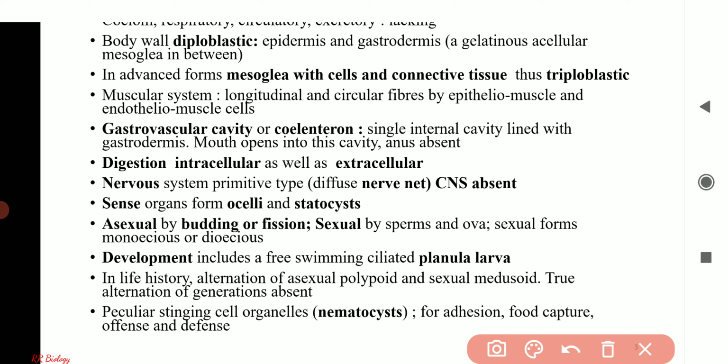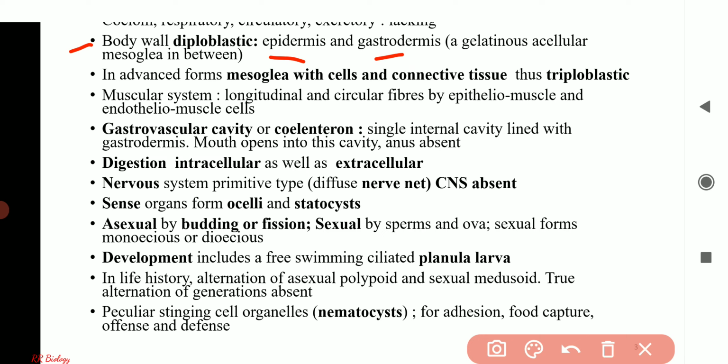If you talk again about the body wall, now these are certain points which may be some internal points. Okay, they may show you something internally in these organisms. If you're talking about the body wall, it is diploblastic in nature. Diploblastic means what? There are two germ layers. See, what are the two layers present over here? That is the epidermis and the gastrodermis. Okay, epidermis, that is the outer one, obviously, and the gastrodermis, that is the inner one, exactly.